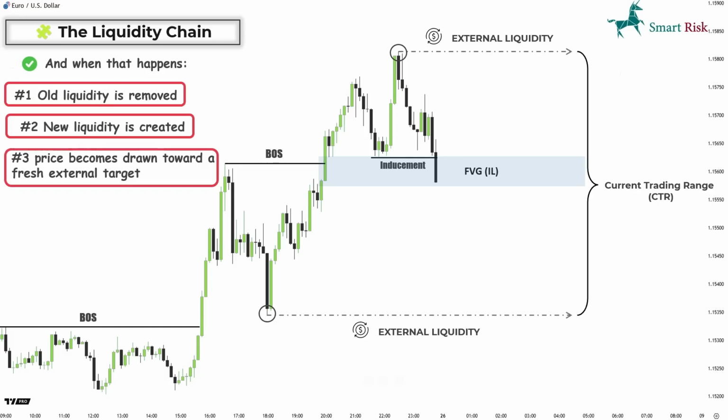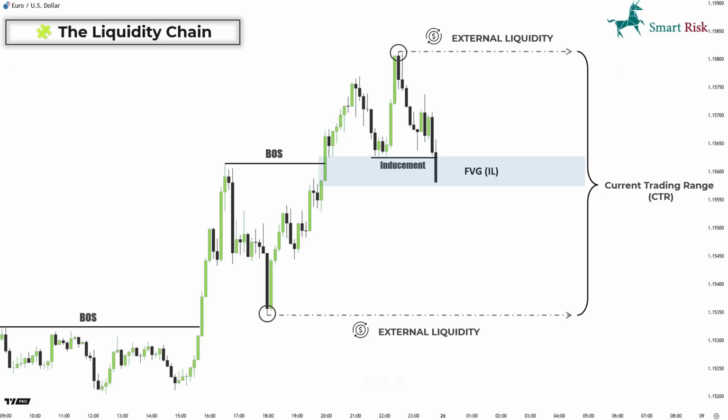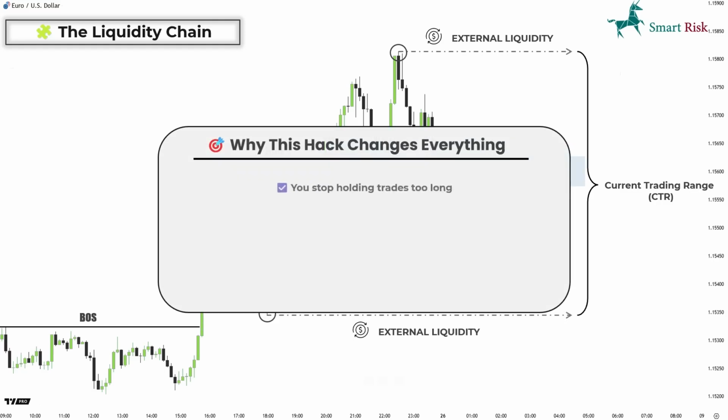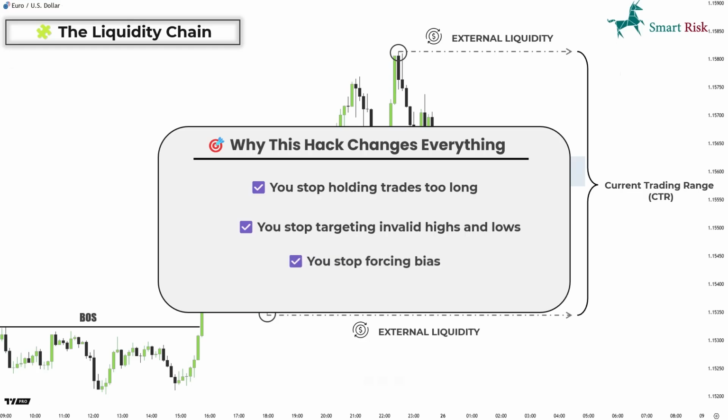So if you're buying or selling inside the range without understanding this process, you're most likely doing one thing: providing liquidity, not taking it. This process repeats over and over on every time frame. Once you understand dynamic liquidity, you stop holding trades too long. You stop targeting invalid highs and lows. You stop forcing bias. Now here comes the real challenge.